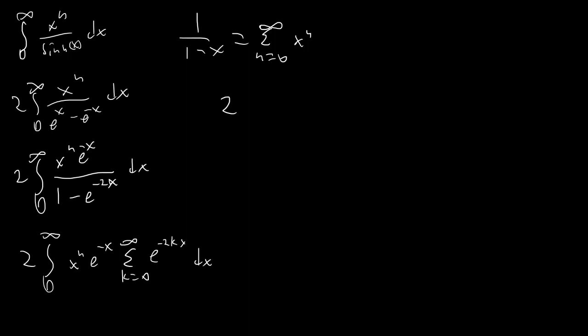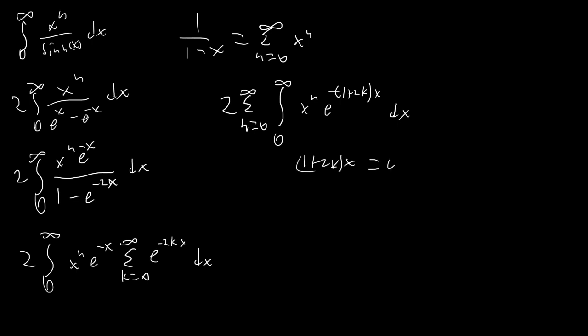Then we take this sum to the outside, so we end up with 2 times the sum from k equals 0 to infinity of the integral from 0 to infinity of x to the n, and then we add the negative 1 and negative 2k, so we end up with e to the negative (1 plus 2k) x, dx. Then we quickly substitute (1 plus 2k) x equals u, or x equals u over 2k plus 1. Then dx equals du over 2k plus 1.